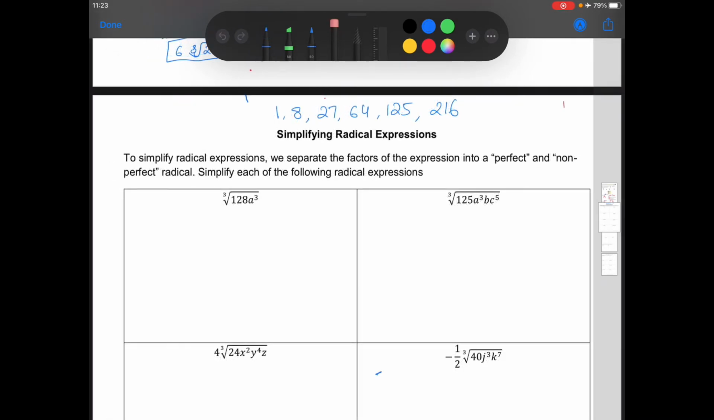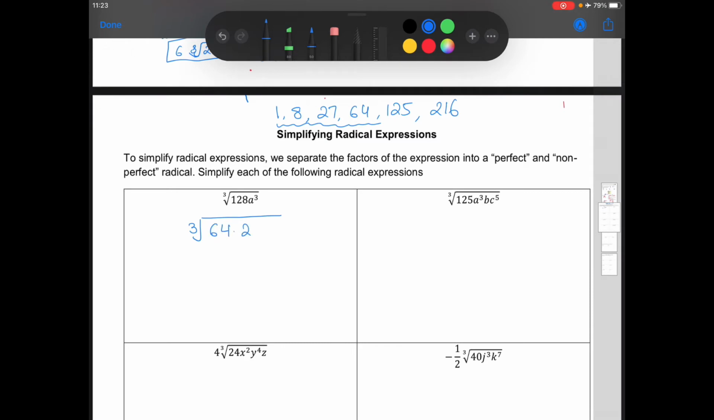So the first one, again, 128 is not in my list above. It means it's not a perfect cube. So I want to break it down into a factor of a perfect cube and a number. So which numbers out of these go into 128? Anytime you have a number that didn't work, go to literally half of it. What's half of 128? 64. And 64 does work. So I am going to rewrite it as 64 times what?